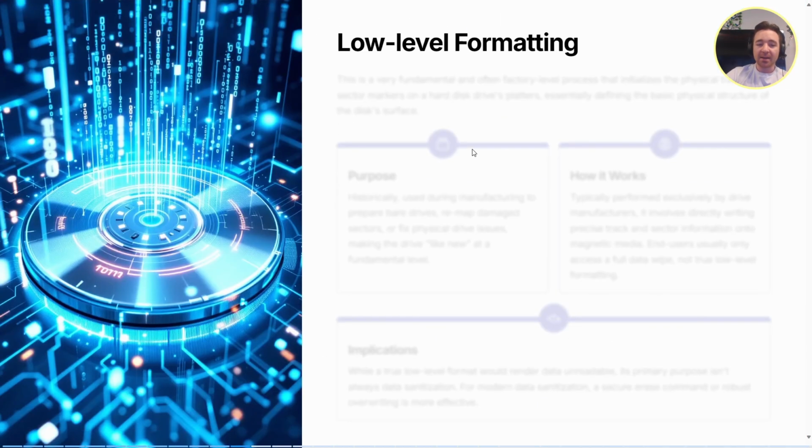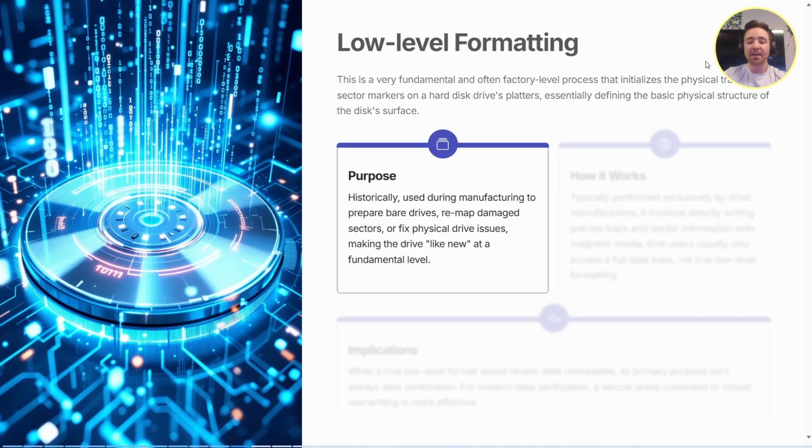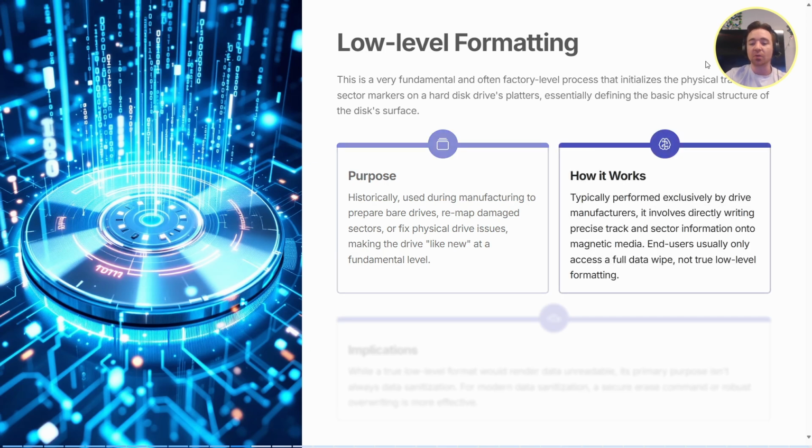Okay. The next thing is low-level formatting. Now, generally, this is often a factory level process. Basically, it's initializing the physical track and sector markers on a hard disk drive's platters, essentially defining the basic physical structure of the disk surface. It's not really considered a proper data sanitization method. It's generally used during manufacturing to prepare bare drives. You're remapping damaged sectors, you're fixing physical drive issues, you're making the drive like new at a fundamental level.